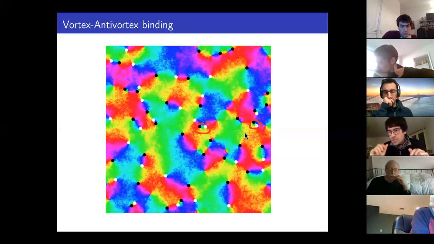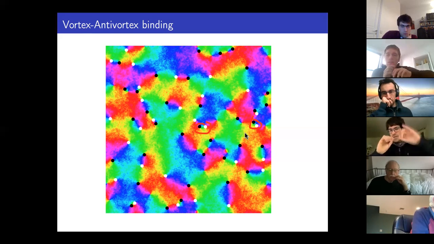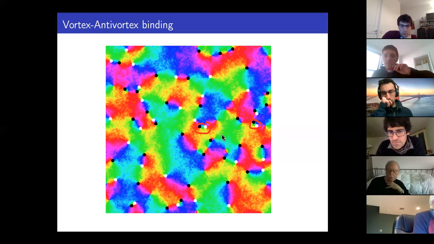And as the temperature grows, as beta goes to smaller values, suddenly the entropy will make the vortex and anti-vortex unbind, so they will separate from each other. They will become free, and this is called a plasma. And the plasma is responsible for the exponential decay of correlation.